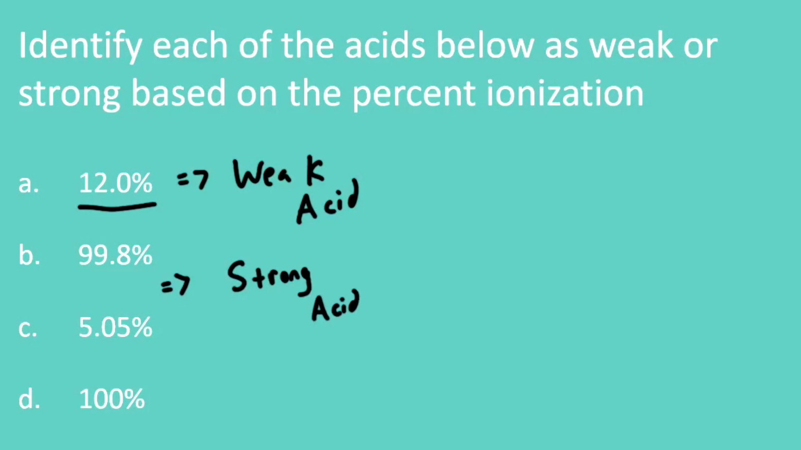When we go to 5.05%, that's pretty straightforward. It's a pretty small dissociation percent. Most of them are staying together, and so we know that that is a weak acid. Lastly, we have 100%. All of it's dissociating, and there we very clearly have a strong acid because there's a 100% dissociation.